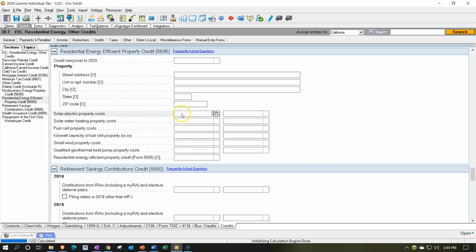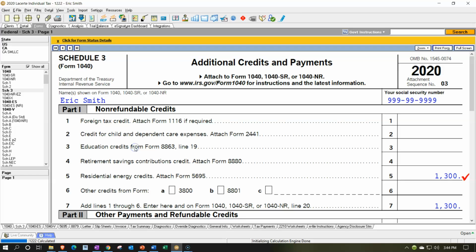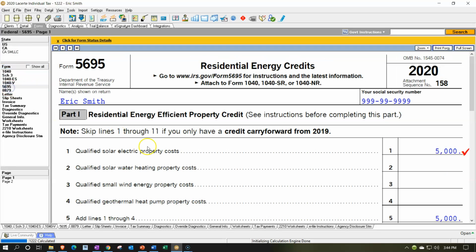If we take a look at this one first, the residential energy efficiency property, we're going to start with the solar. I'm going to say we put like 5,000 here. So 5,000 in the solar. Let's go on over to the forms. Going to remove the checkbox up top, and we'll take a look at 5695, the residential energy credits.